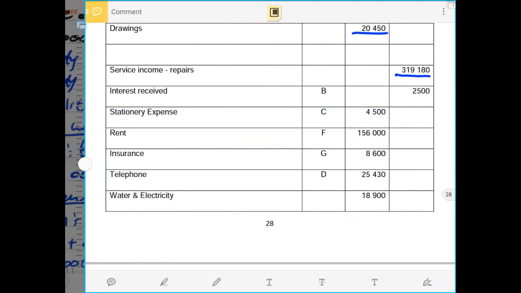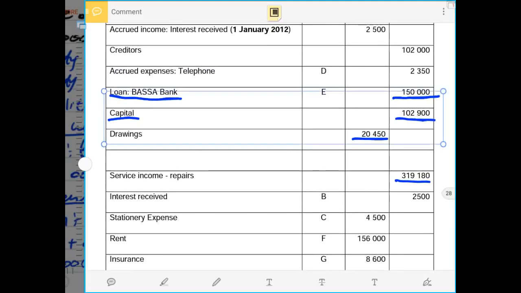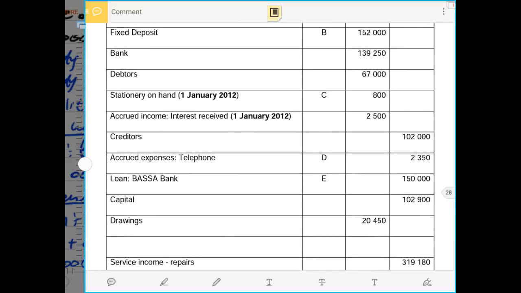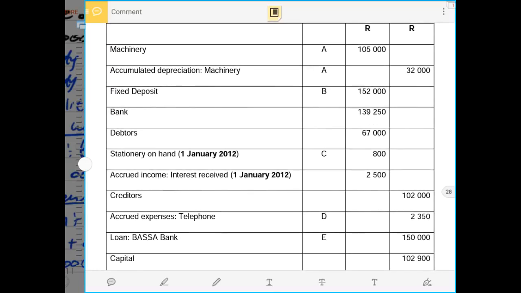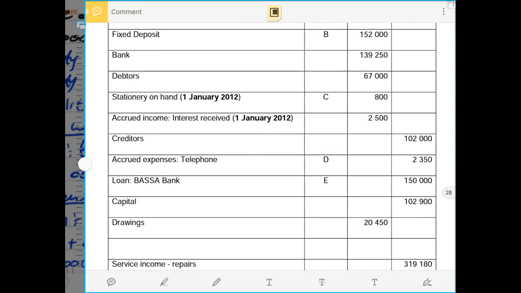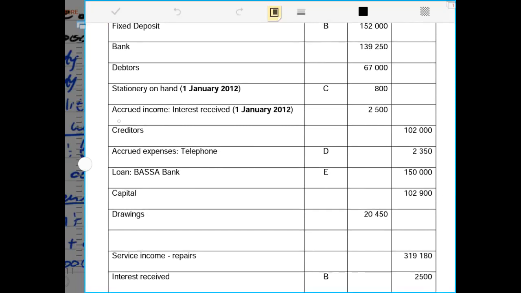For any entries that needed to be reversed. So now we have to check for all those entries that were visible in the trial balance as opening balances, all the accrued and the expense that were prepaid and were the opening balances. These are always very critical to account for. There was accrued income 1st January. There was accrued telephone, and the accrued telephone was 2,350.